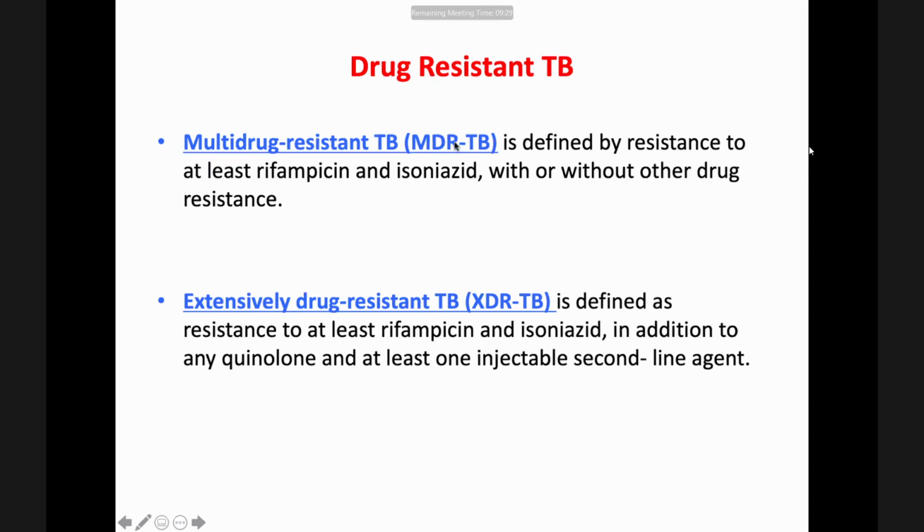Okay, so drug resistant TB, as I have already told, multi drug resistant TB is defined as resistance to at least rifampicin and isoniazid with or without other drug resistance, and extensively drug resistant TB is defined as resistance to at least rifampicin and isoniazid with the quinolones, and one should be an injectable second line drug. So this is the XDR-TB.